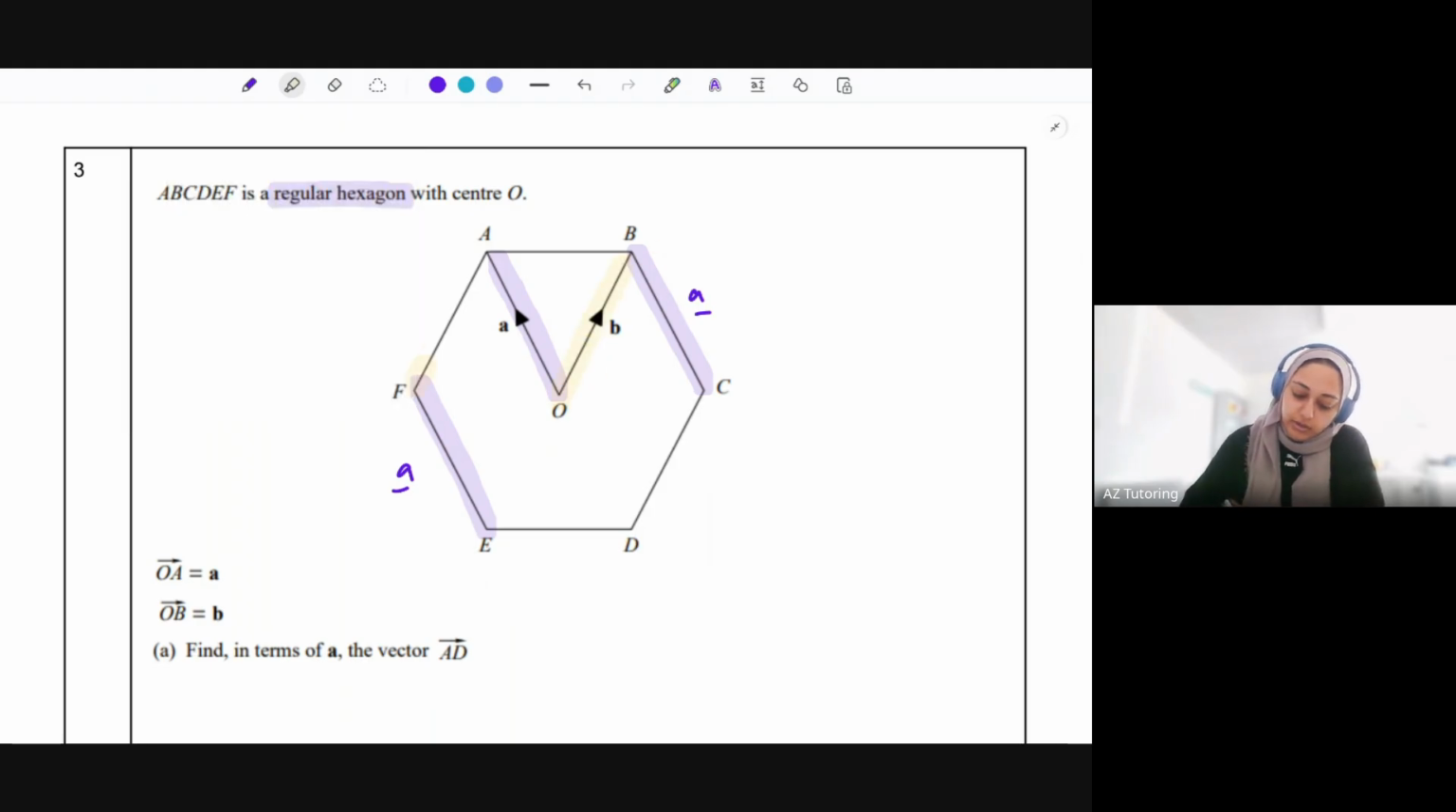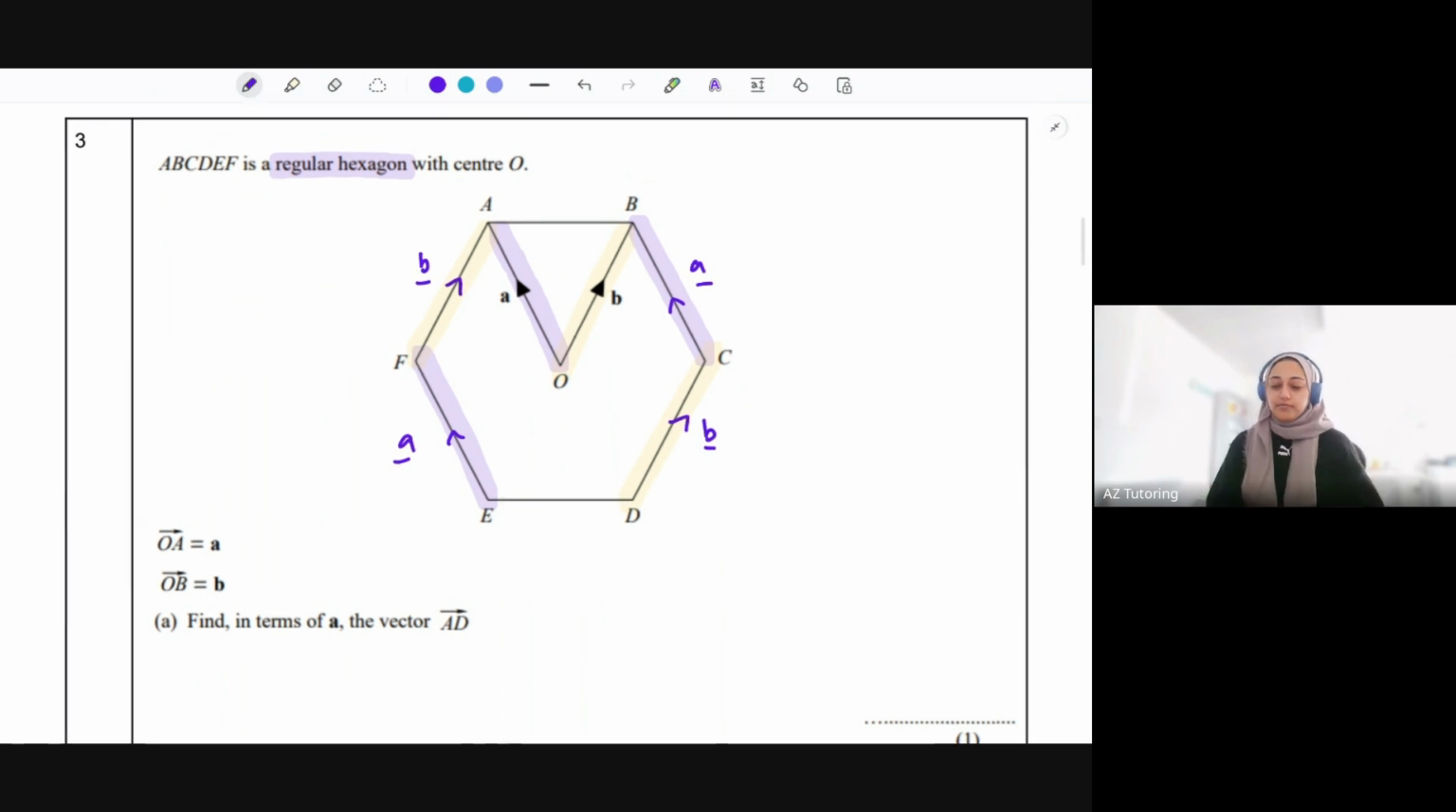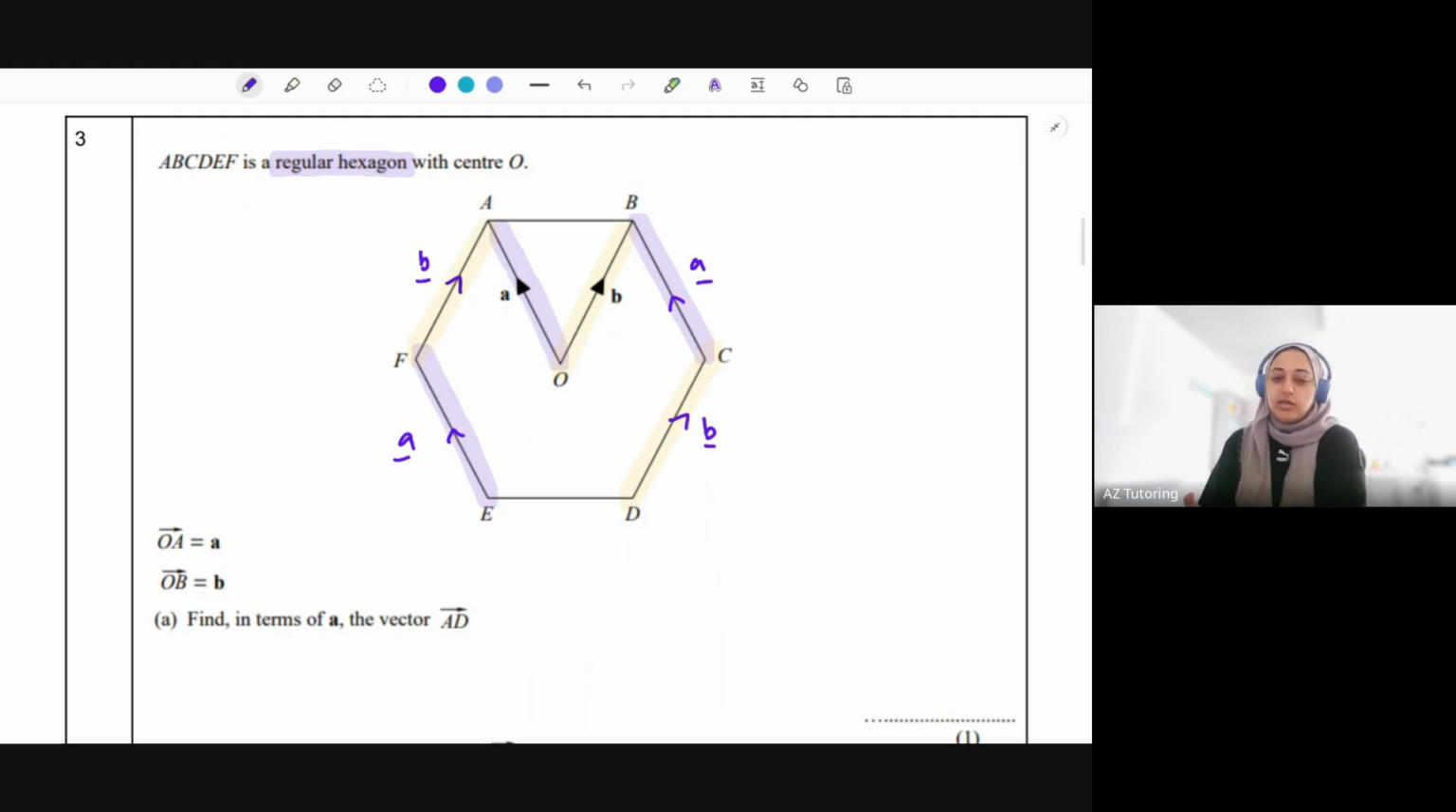OB, FA, and DC, they would all be vector B. It's probably worth putting arrows on as well, just to be very explicit which way it's going. So they're parallel to OB, so therefore these would also be B as well. So yeah, that's the significance of saying it's a regular hexagon. So we're taking into account parallel lines.